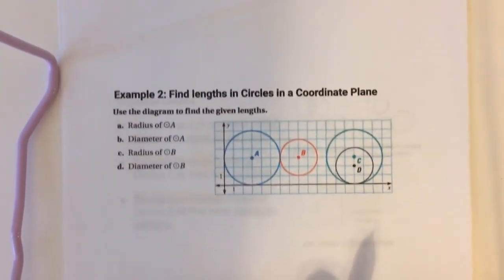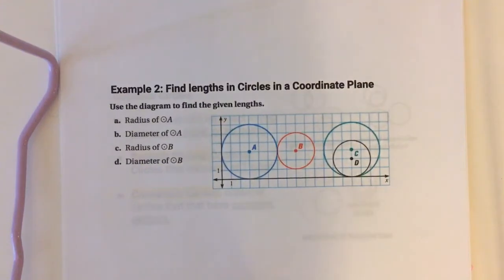Now we're going to talk about lengths. Find the lengths and circles in the coordinate plane. Use the diagram to find the given lengths. So it's going to be a lot of counting. It may get to the point where we need the distance formula, but most of the time it won't.